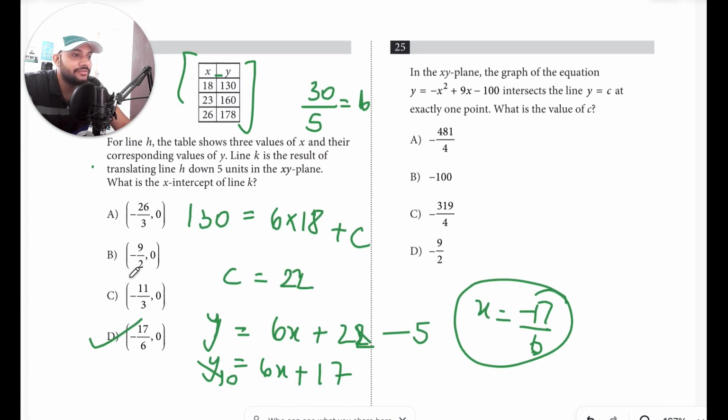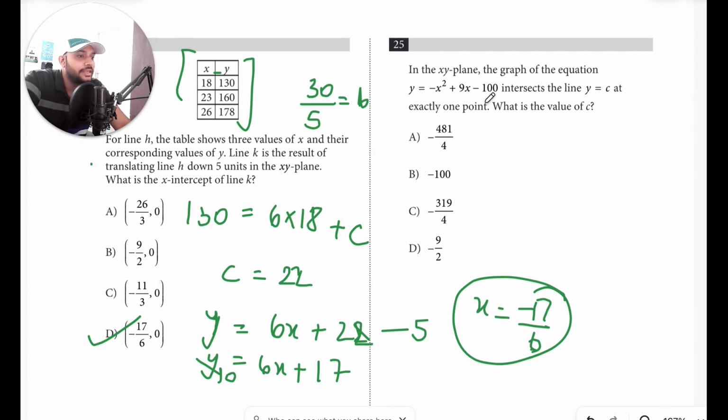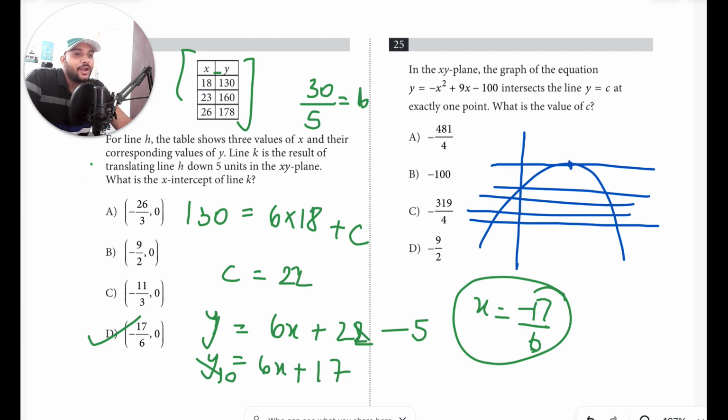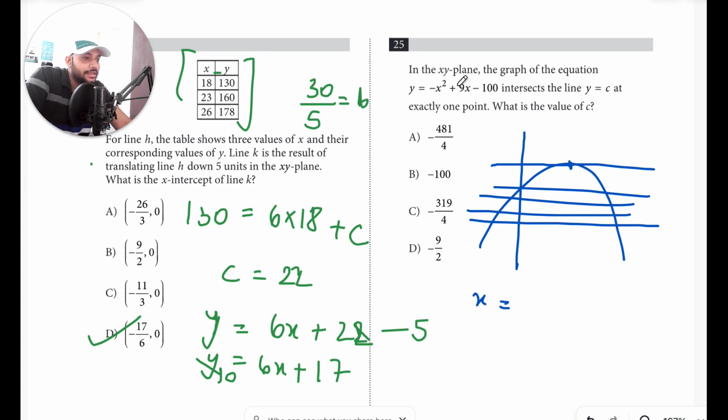Okay, no questions here. Question 25. In the xy plane, the graph of the equation y is equal to negative x squared plus 9x minus 100 intersects the line y is equal to c at exactly one point. What is the value of c? Okay, so the graph is going to look like this, and y is equal to c. Any y I take will intersect the graph twice except for the topmost point, the vertex. What's the shortcut for finding the vertex? X is equal to minus b by 2a. Minus b is minus 9 over 2a, that's a negative 2.